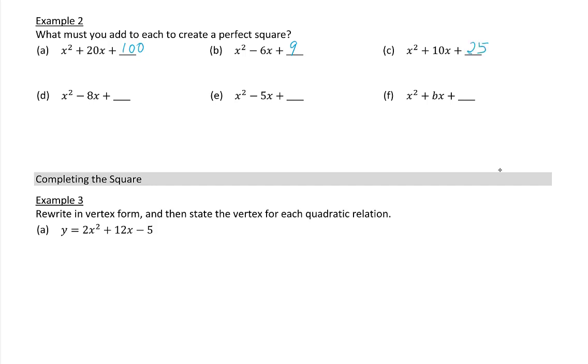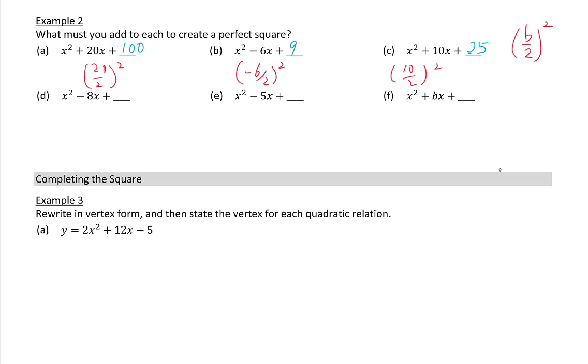So again, think about what we said above. To be a perfect square, we've got to take half the b value and square it. 20 divided by 2 and square it. Negative 6 divided by 2 and square it. 10 divided by 2 and square that number. So now you should be able to get the last three.